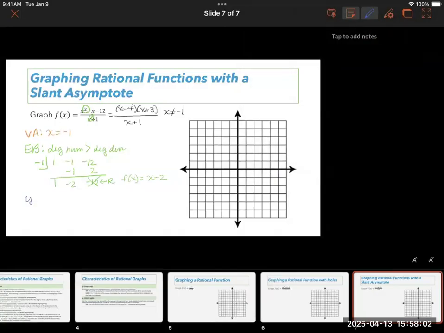Then we'll take a look at the y-intercept. The y-intercept is going to be constant over constant. So I have negative 12 over 1, which gives me a negative 12. And then for the x-intercept, if I use the factored form of my numerator, x minus 4 times x plus 3, set that equal to 0, then it's very easy to tell x is 4 or negative 3.